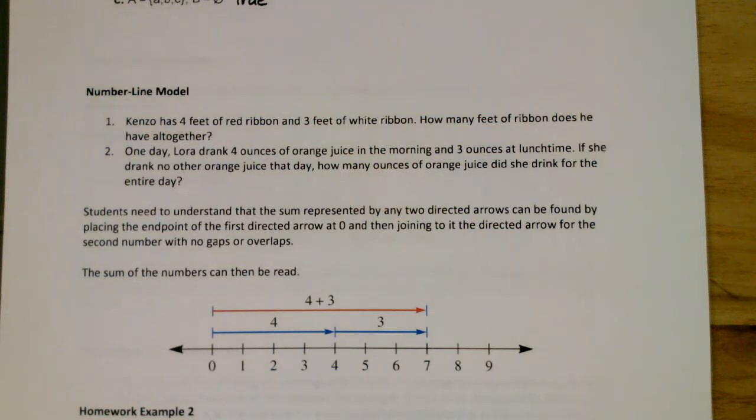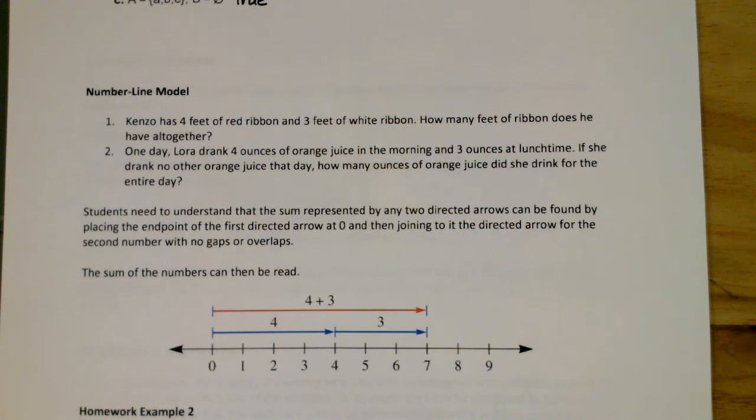And a second situation would be something like this. One day, Laura drank 4 ounces of orange juice in the morning and 3 ounces at lunchtime. If she drank no other orange juice that day, how many ounces of orange juice did she drink for the entire day?